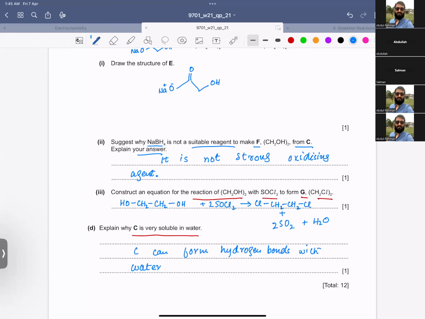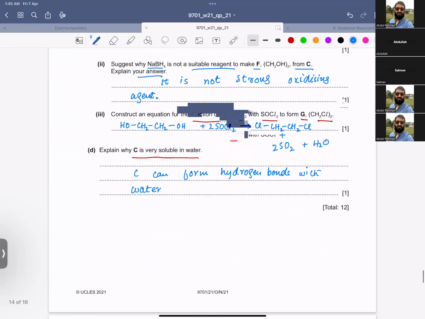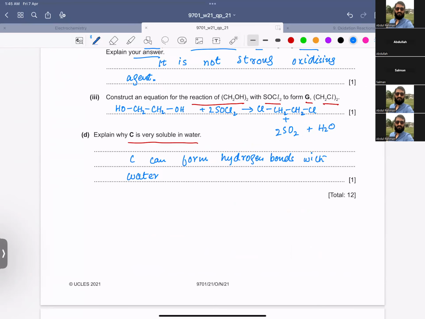If it's a covalent substance and further it has a hydrogen that is bonded to fluorine, oxygen or nitrogen, then it can form a hydrogen bond. Okay?